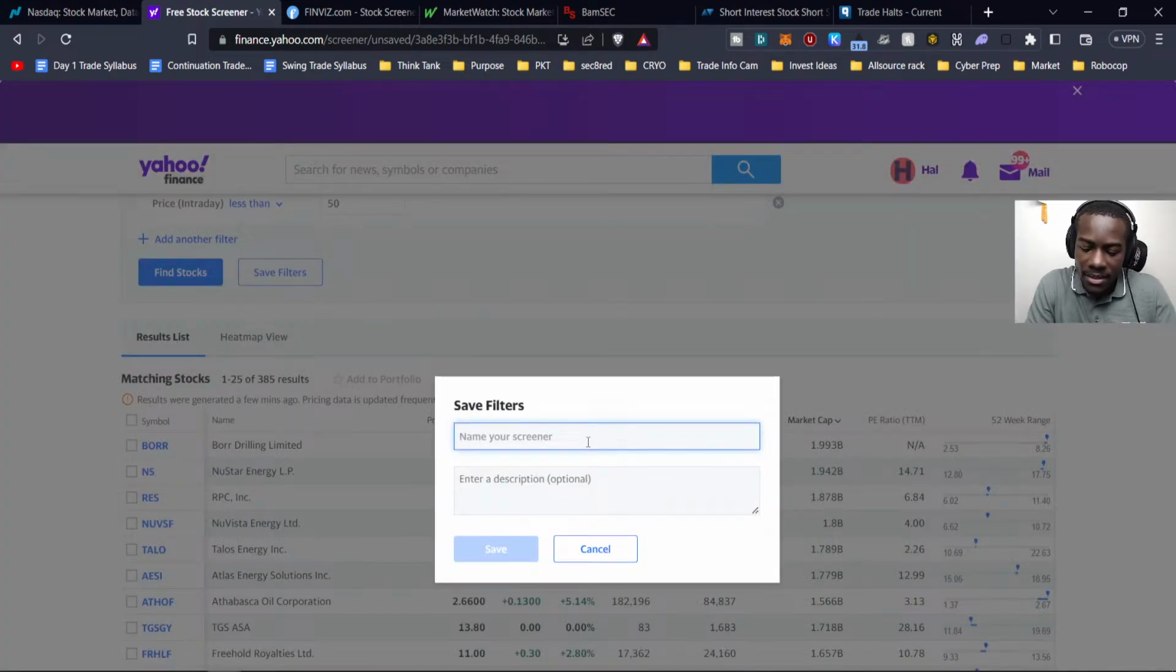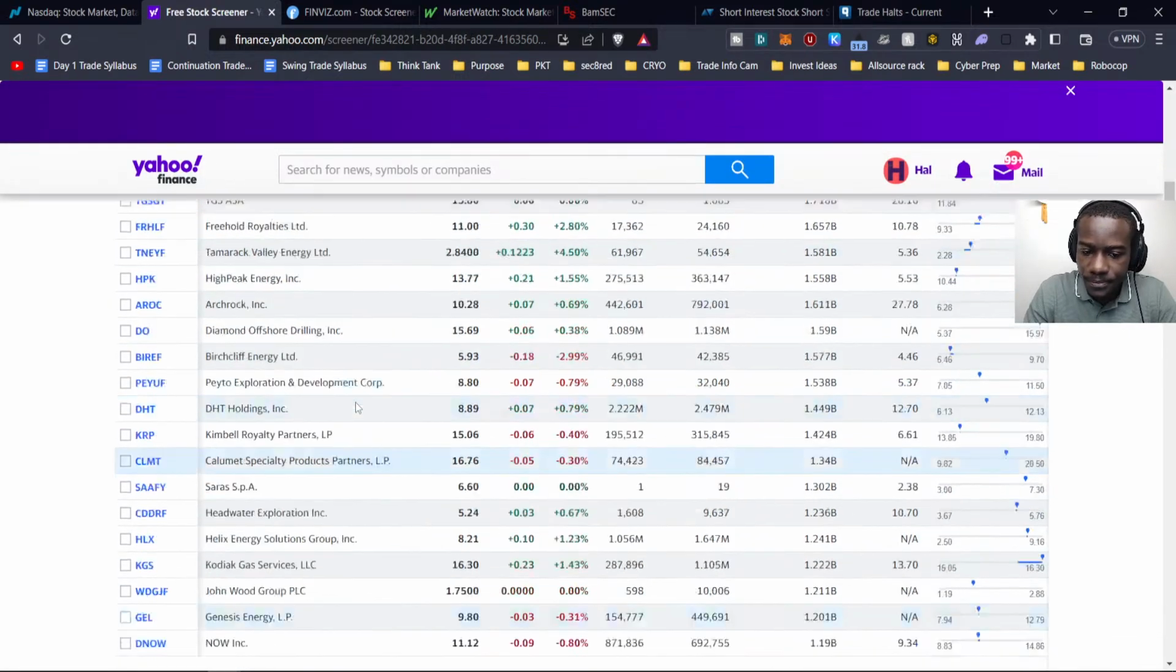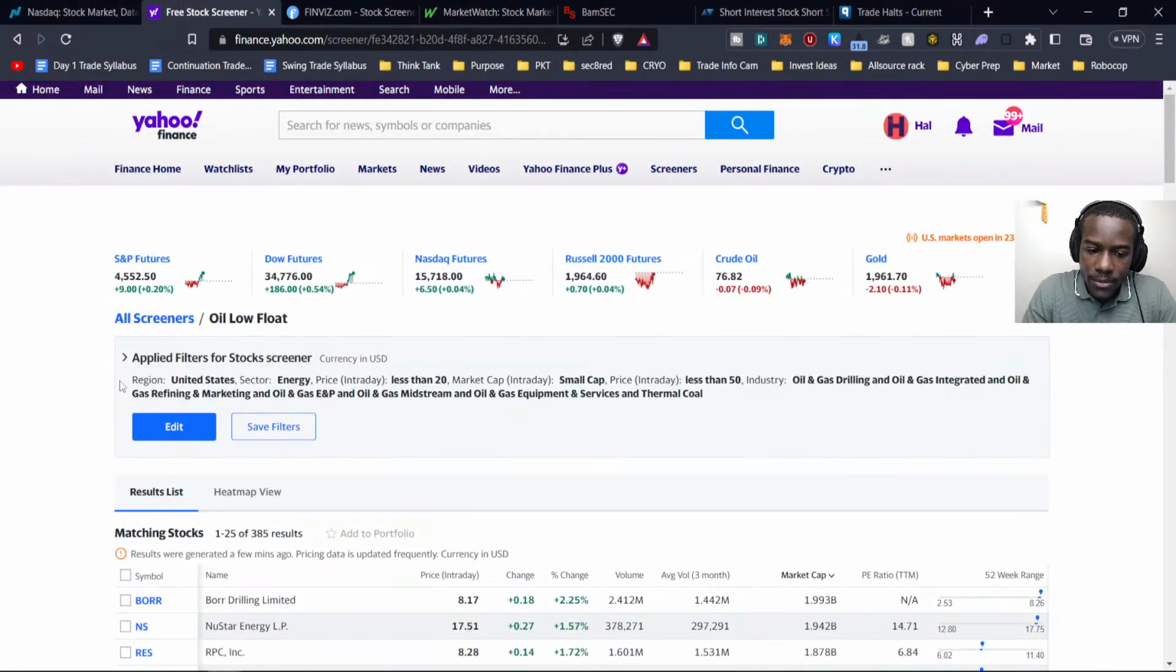And you can always save these filters as well. So if I save this as, I don't know, low oil, low float search, you can put a description, but I'm not going to do that. All right, so there it is.